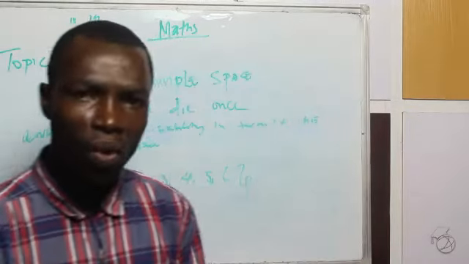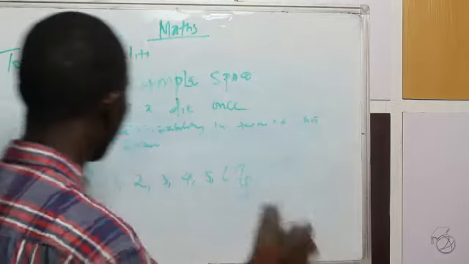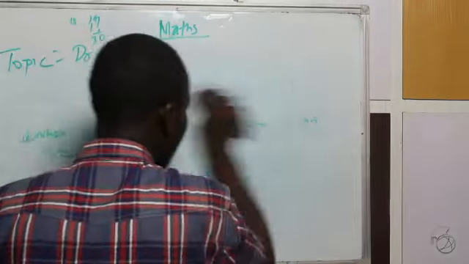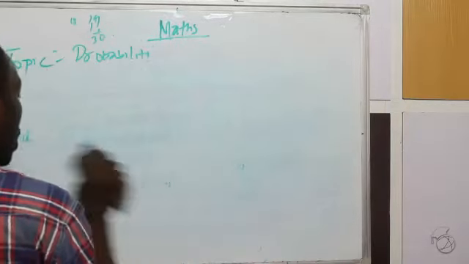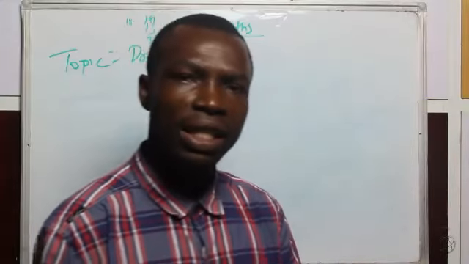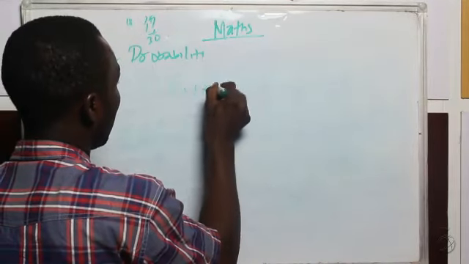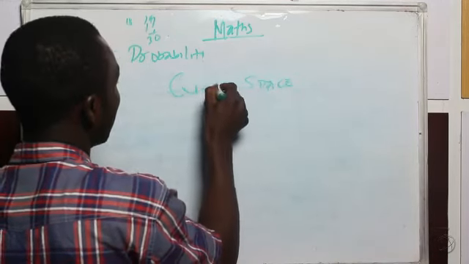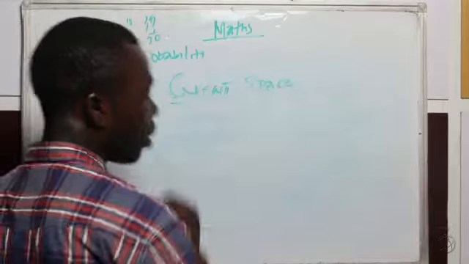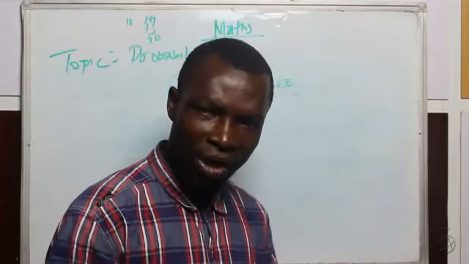I would like us to move forward by considering another terminology called event space. We want to consider another terminology in this probability called event space. I want to give us an example of event space.